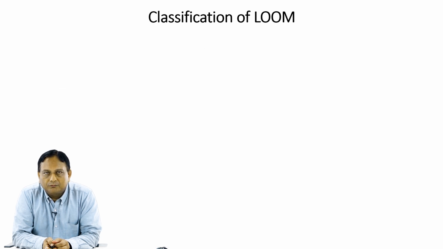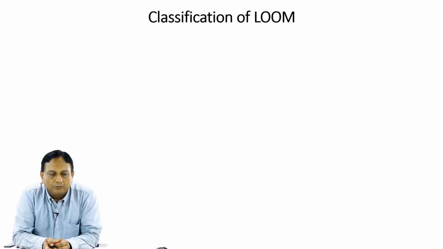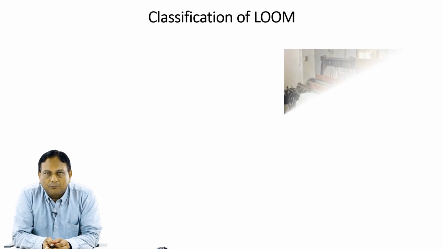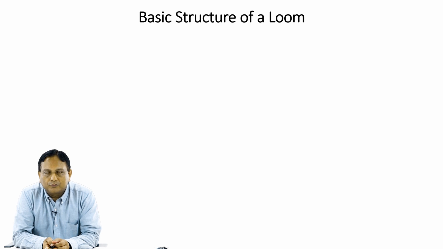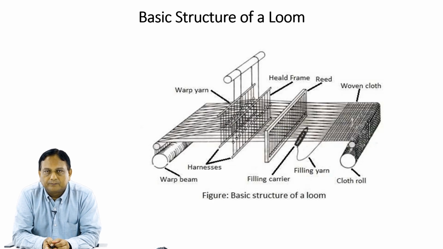So let us start with the classification of loom. Now, when you are talking about the loom, you can see in the figure that two types of looms are available. One is the hand loom made of wooden structure, and another is the power loom, which is a power-driven machine. So these are the different structures of loom. Now let us see different components of loom in those structures.